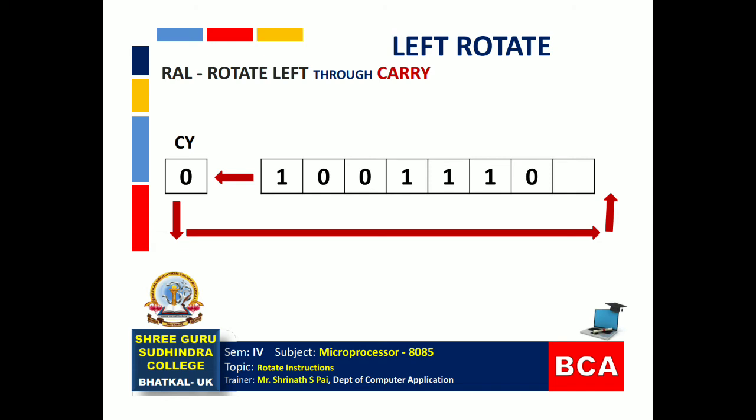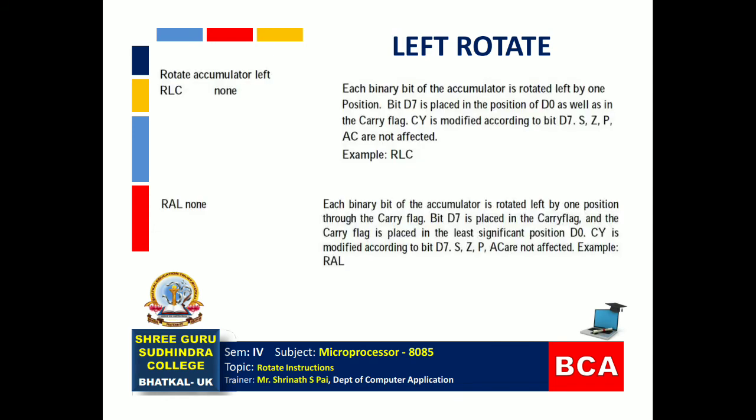As and when you move it through carry, the content of carry goes and stores at the right hand side, the last position, and the content of the bit which is present at the left hand side goes to the carry and stores. So this is about the two instructions RLC and RAL. Rotate accumulator towards left side, and one more is rotate accumulator towards left side through carry.